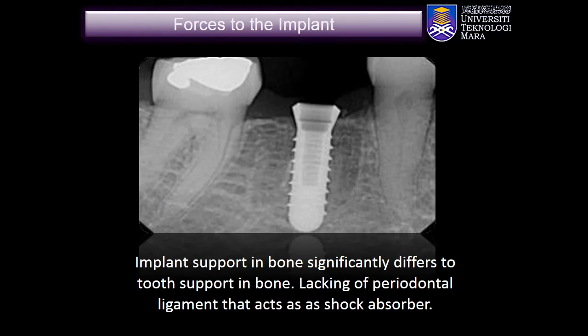Implant support in bone significantly differs from tooth support in bone, in that they lack the periodontal ligament that acts as a shock absorber. Forces transmitted via the tooth are absorbed and dampened by the PDL before being transmitted to the bone. For implant forces, they are transmitted directly to the implants and the bone. For a natural tooth, excessive forces result in mobility of the tooth, and when the force is removed, the tooth goes back into its normal range of physiologic movement. However, the implant reacts by resorption of the bone and mechanical failures such as fracture of the implant components, the restoration, or the implant itself.